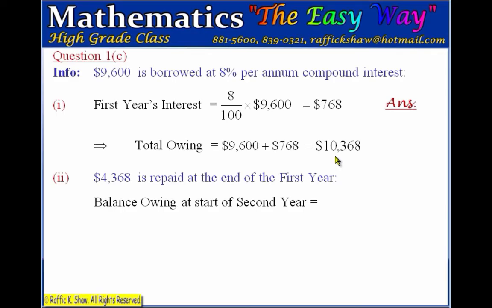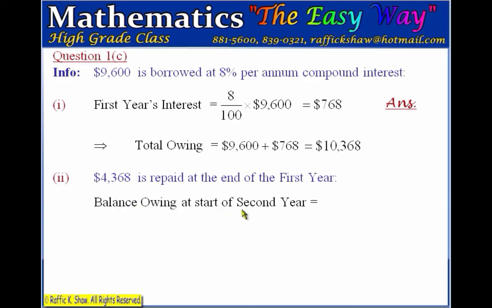So the total owing at the end of the first year is $10,368. That's the principal amount plus the interest for the first year. That's this figure here. And $4,368 was repaid at the end of the first year. So therefore, the balance owing at the start of the second year, that's what we're required to show now.